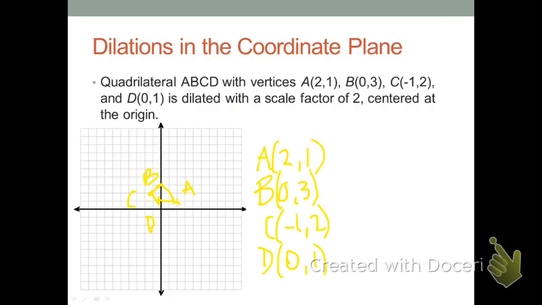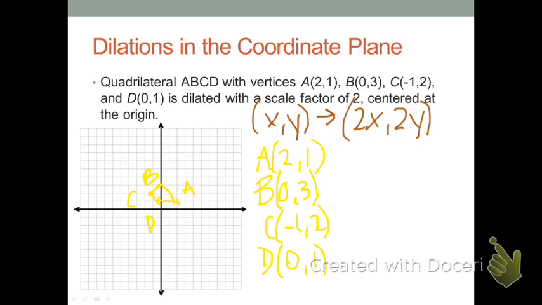We know it's going to be dilated with a scale factor of 2, which is greater than 1, so we know this is again going to be an enlargement centered at the origin. So we can come in with our new rule, XY maps onto 2x, 2y. Right? Our K is 2, so to make our rule we do 2x, 2y.